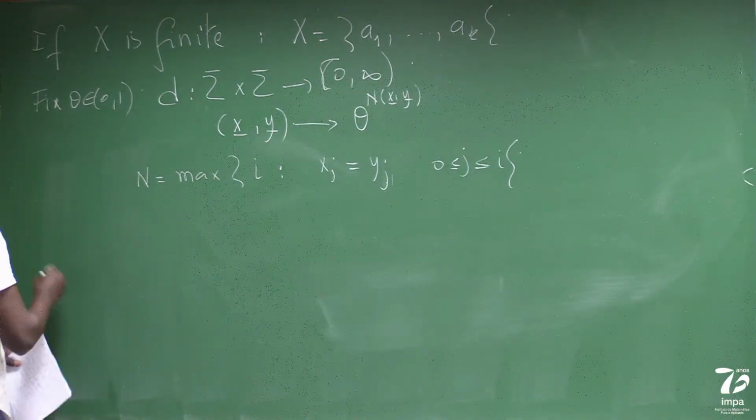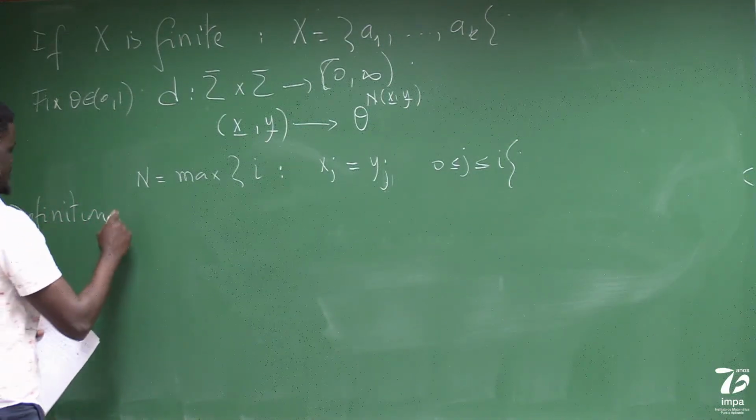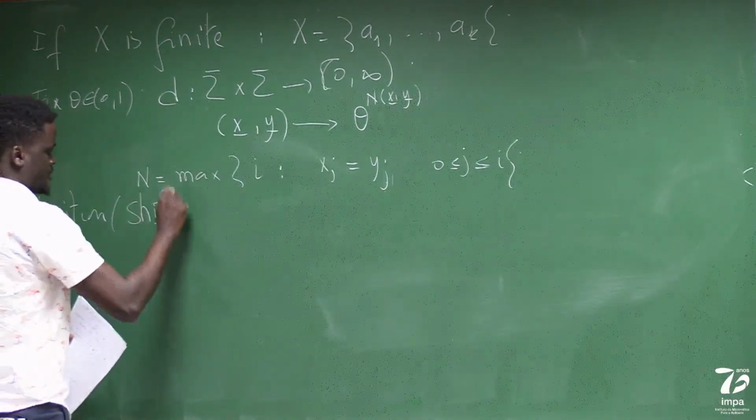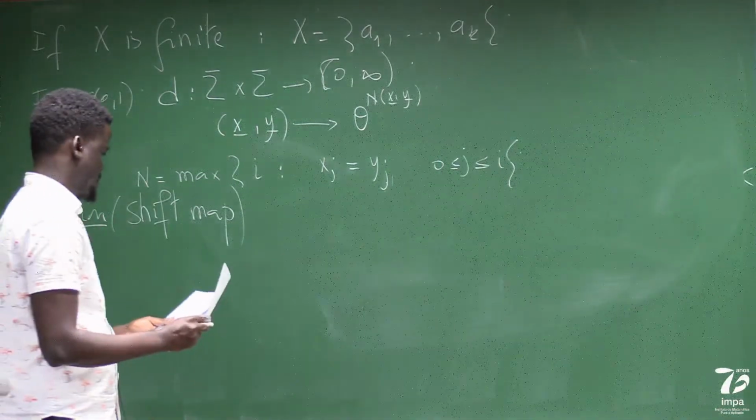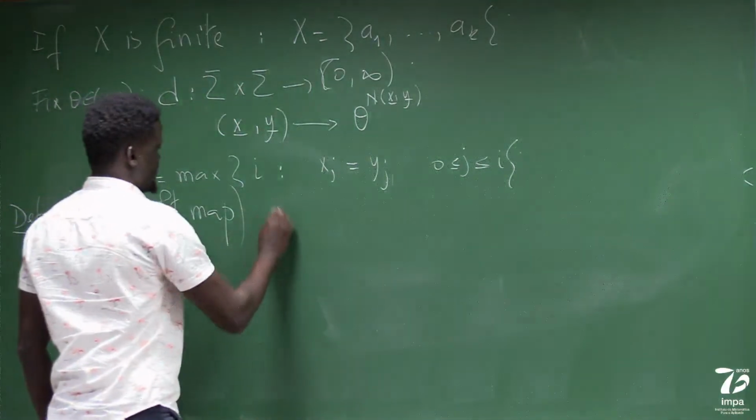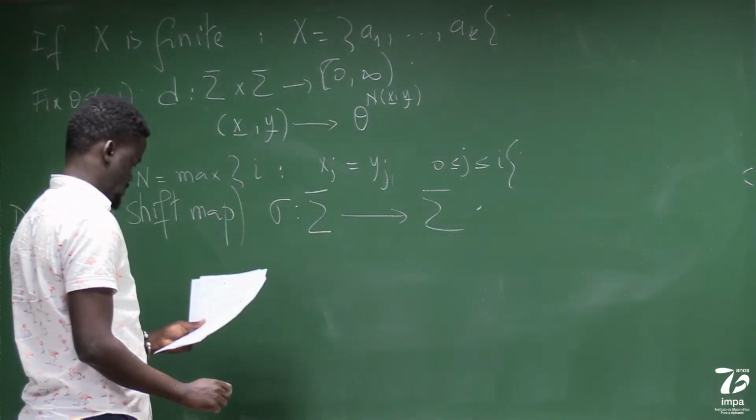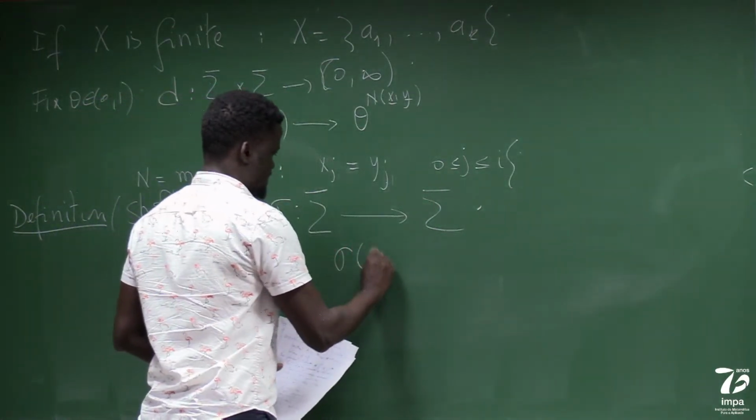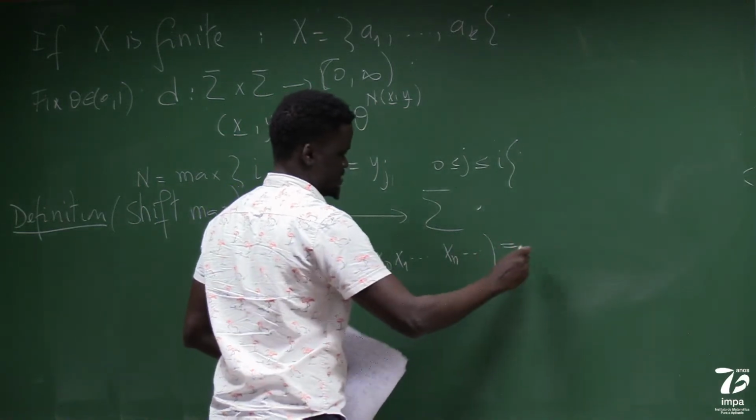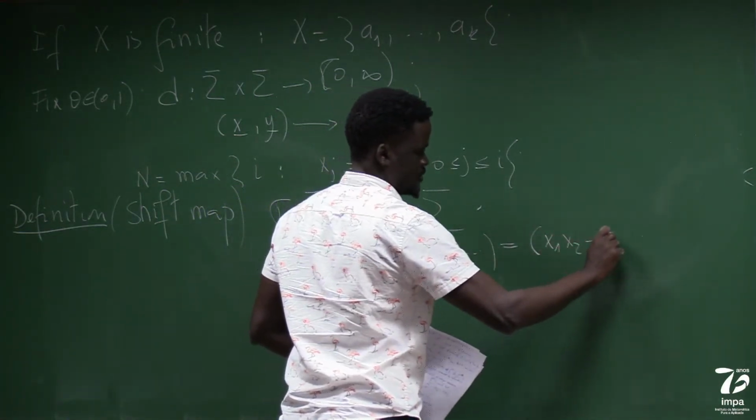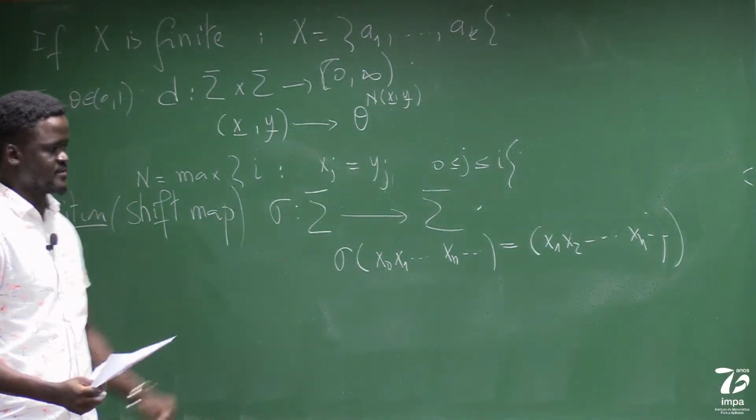So let's define the shift map. This is sigma. It's the same definition as over there. You take sigma of (x0, x1, ..., xn, ...) and this is just (x1, x2, ...). So this is just a simple dynamics. You are just moving to the right.